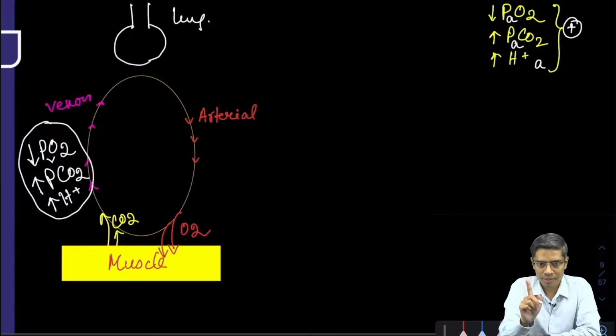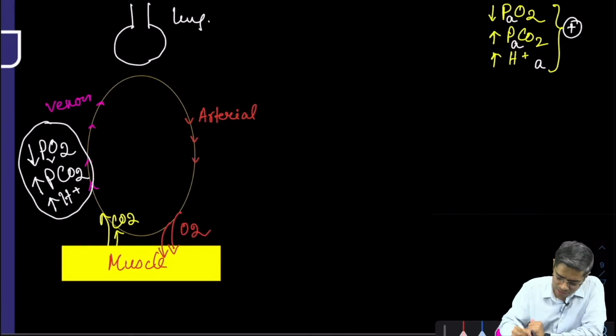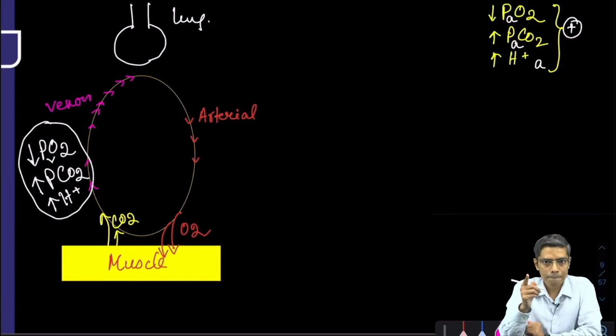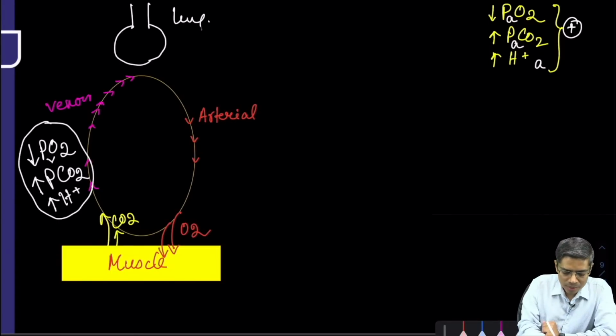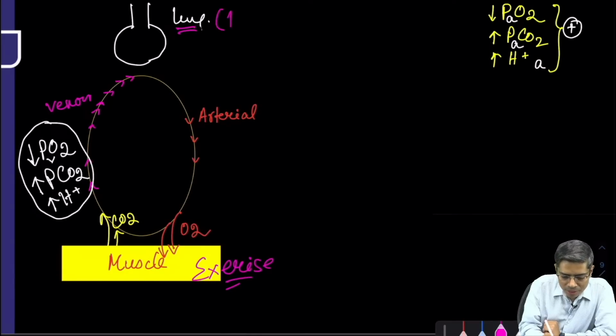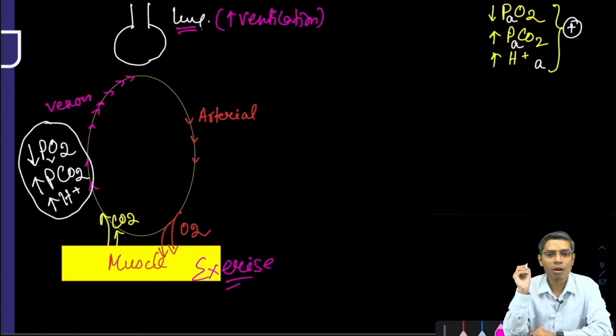Answer is no. Now, let us see when this venous blood is reaching the level of the lung. What is the condition of the lung when the person is doing exercise? The lung is doing hyperventilation, ventilation is increased because of the proprioception and all.